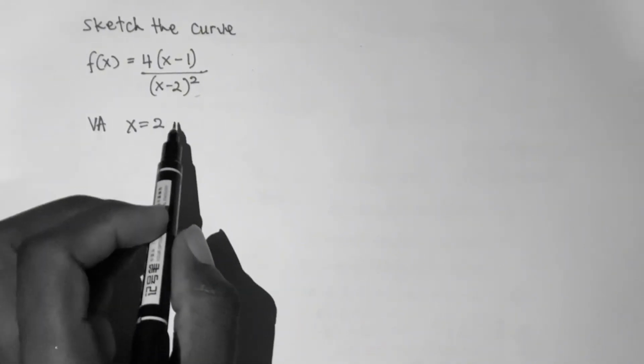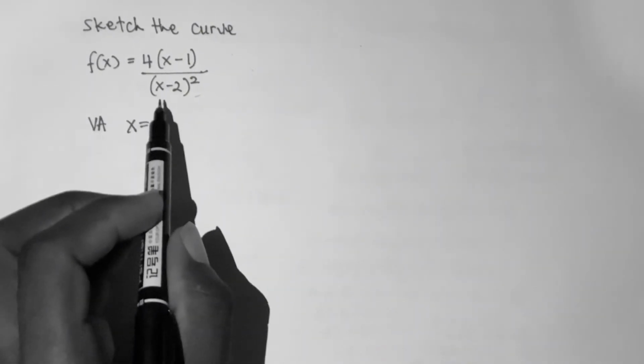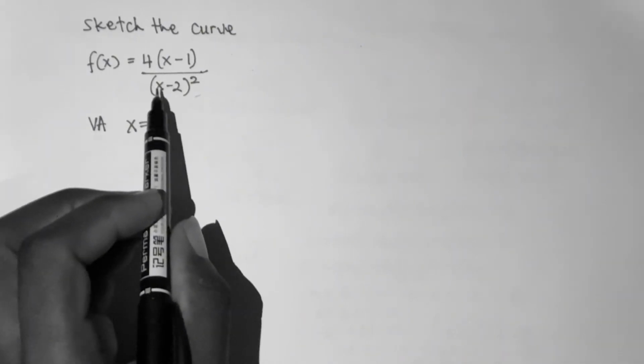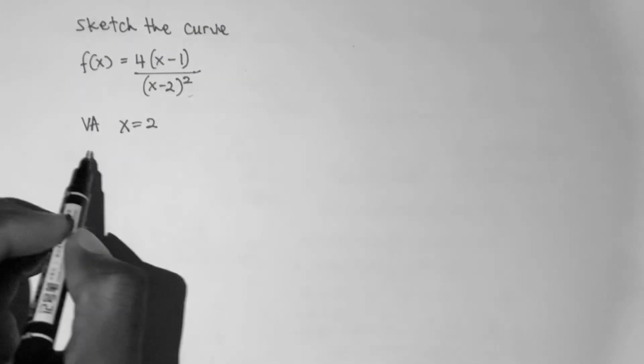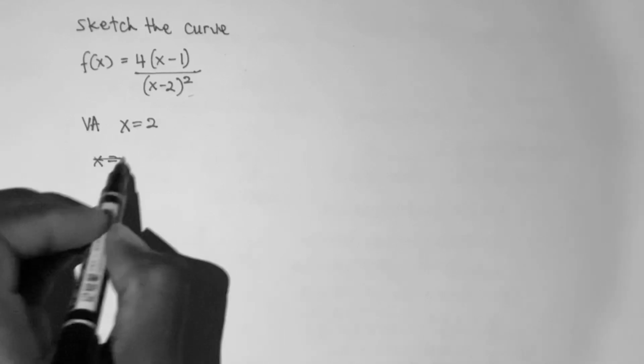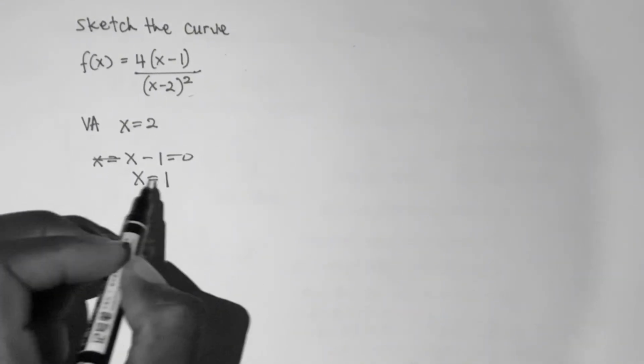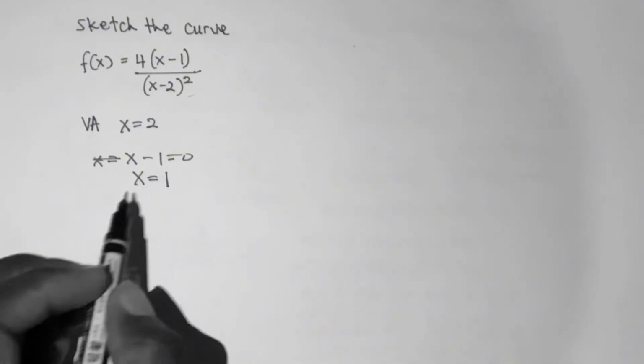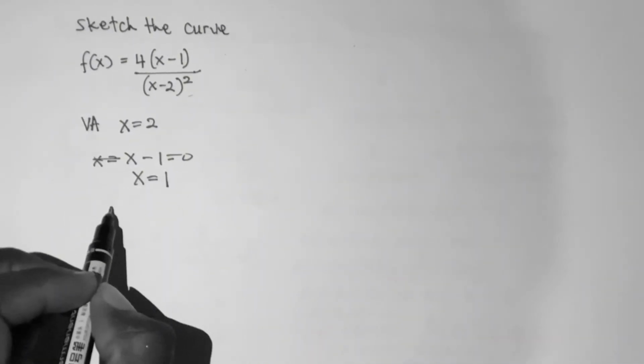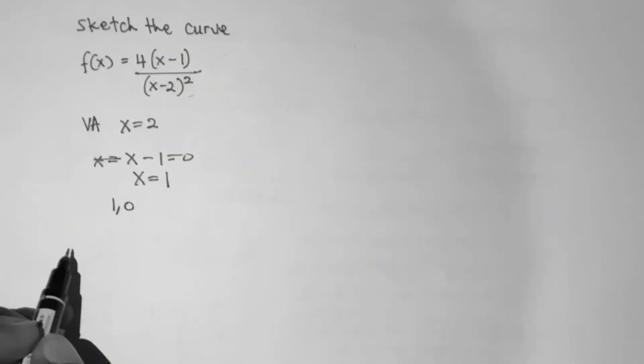Then the next thing we are supposed to do is to find the zeros of this function. So that is to equate x minus 1 to 0. Therefore, you see that x equals 1 is one of the zeros of this function. So there is a turning point at 1 and 0.